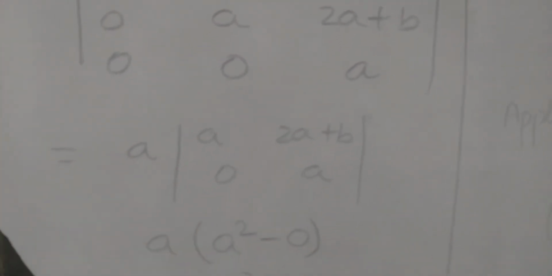Okay, let us do the calculation. A as it is, A square minus 0. So it is now A cube. Hence proved, we have got the RHS, students. RHS is A cube. Let us take one more question, students.